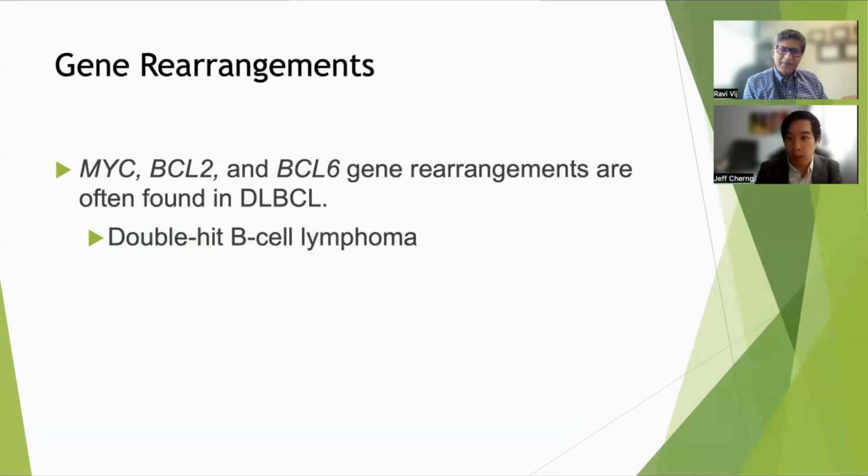Double expressor lymphomas pertain to patients with DLBCL that express MYC and BCL2 by immunohistochemistry. And there are certain cutoffs for what constitutes as positive or negative. 40% MYC and 50% BCL2 is what we use at Columbia, though some centers likely define it slightly differently.